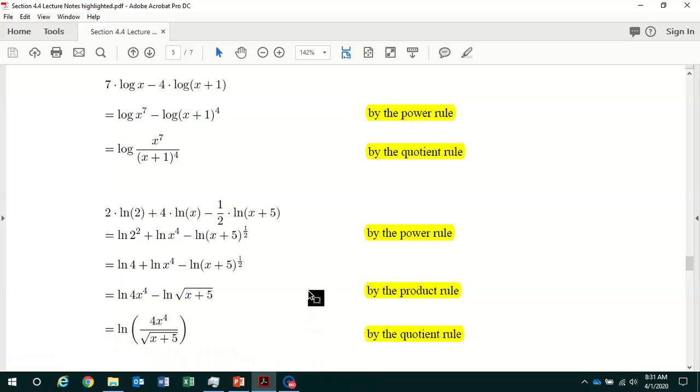Okay. Now I want to point something out: in this sequence of combining a sum and difference of logs into a single logarithm, we did power rule first, product rule second, quotient rule third. That tends to be the best pattern that works in combining logarithmic expressions. Do the power rule first, do the product rule next, and do the quotient rule last.